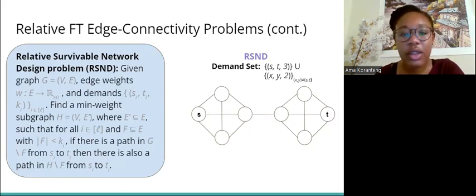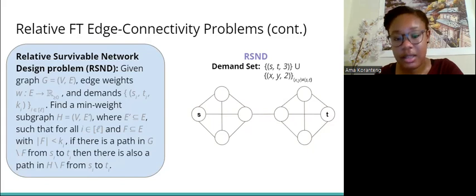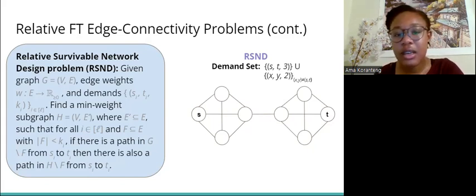So if all the Ki's have the same value, then this is just the KEFTS problem from the last slide. And then also note that RSND is a generalized version of SND. Again, I have an example on the right. This is an instance of RSND, and we have a demand 3 from S to T and a demand 2 for all other vertex pairs.